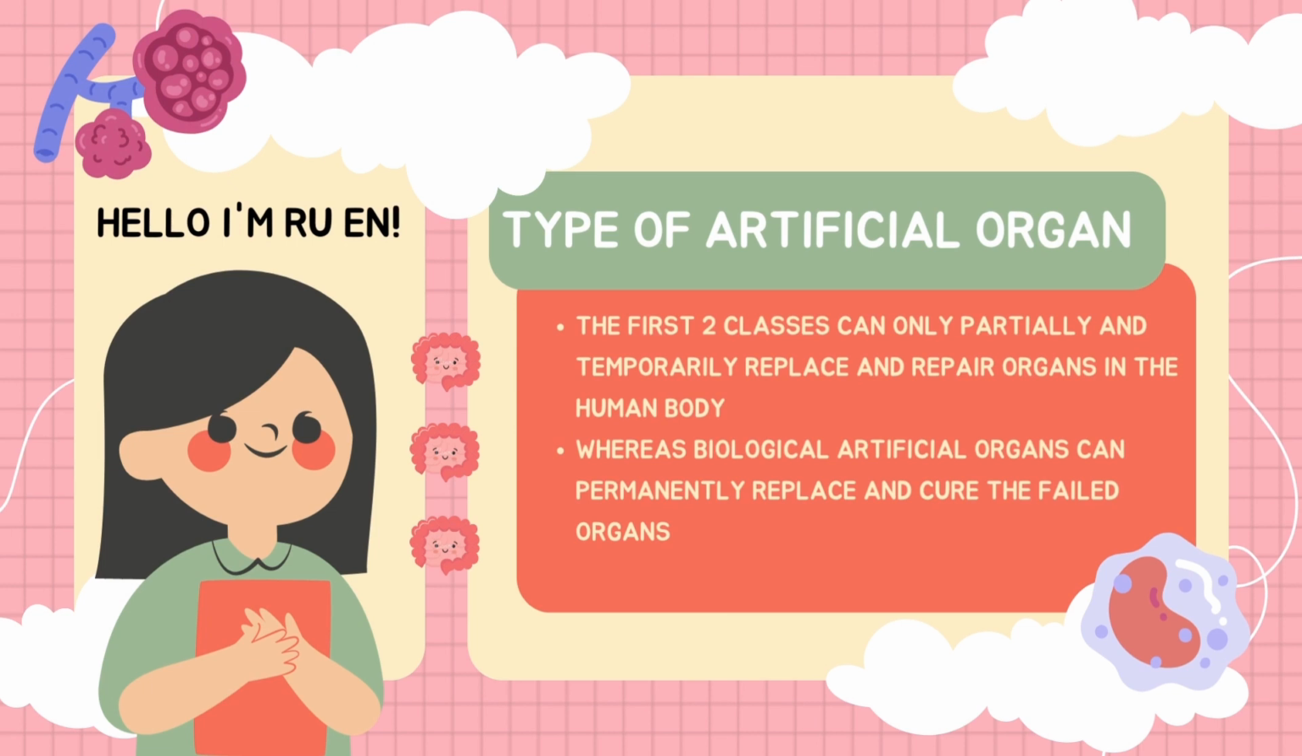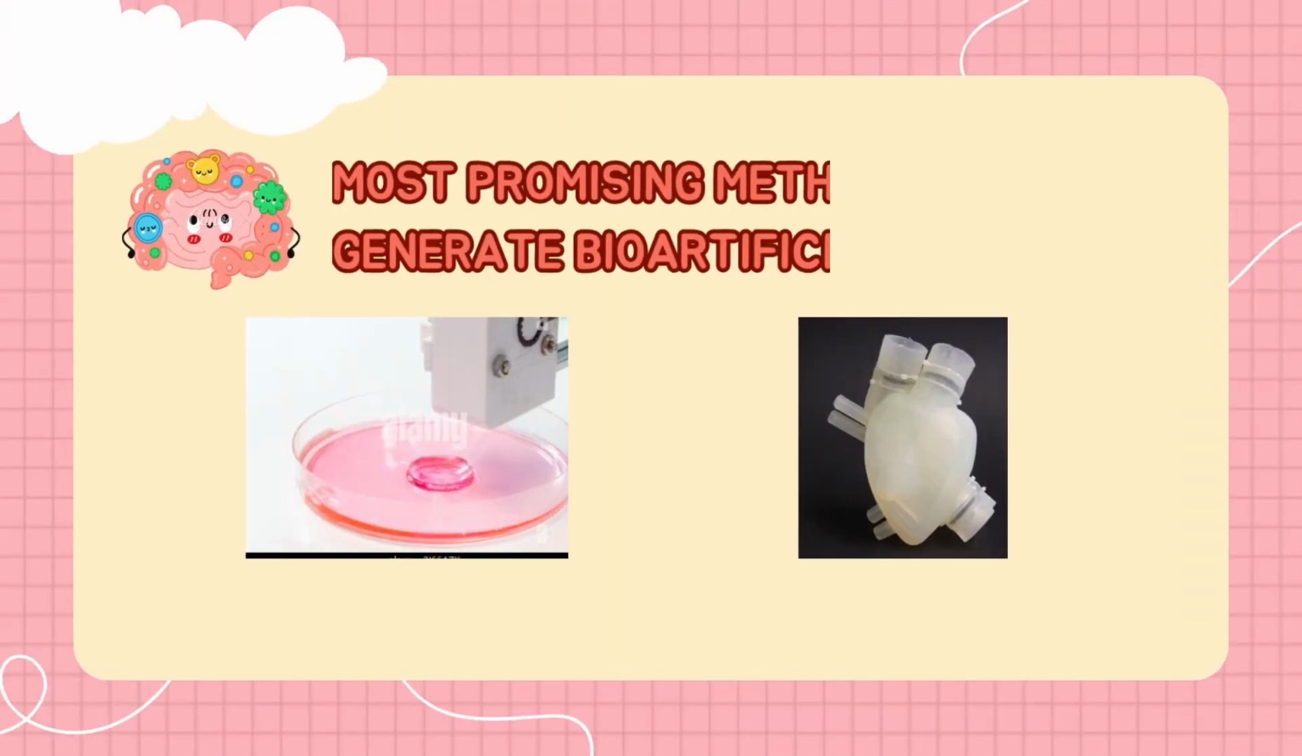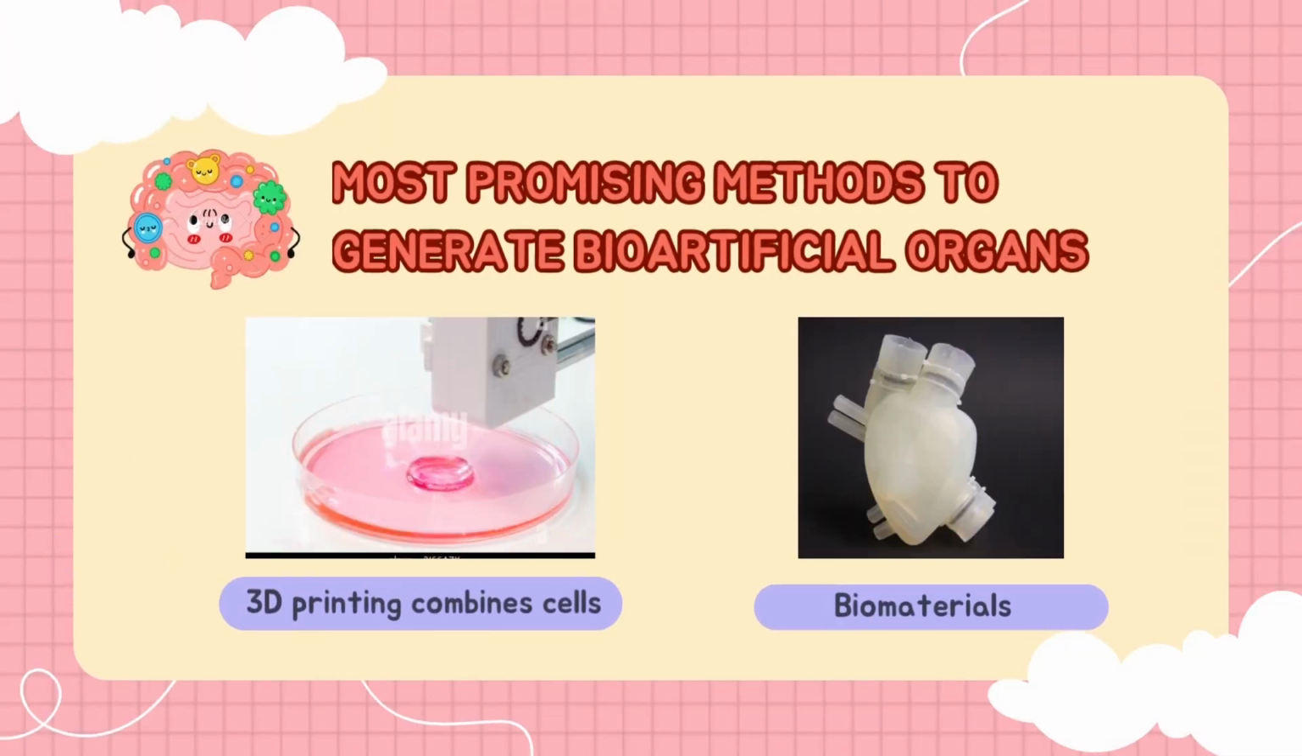For now, I will only go in depth explaining the biological field in artificial organs. For example, bioartificial pancreas device and bioartificial kidney device are the most common bioartificial organs which we know more. One of the most promising methods to generate bioartificial organs is to construct typical organ substitutes for damaged or failing human organs by combining multi-nozzle 3D printing processes that automatically assemble individual cells and other biomaterials.